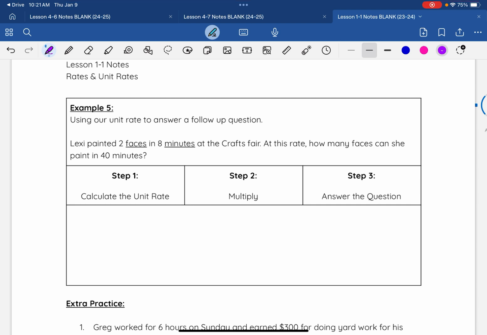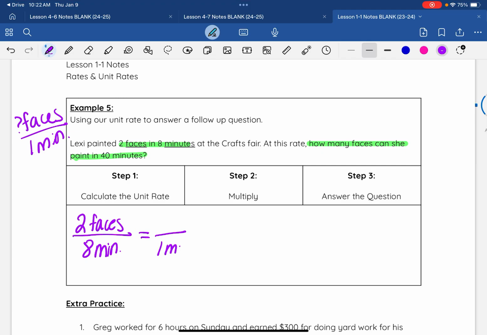So for number 5, we have using our unit rate to answer a follow-up question. So Lexi painted 2 faces in 8 minutes at the craft fair. At this rate, how many faces can she paint in 40 minutes? So we want to know how many faces per 1 minute. So in step 1, we have to calculate the unit rate. So we have 2 faces being painted in 8 minutes. We want to know how much of the face can be painted in 1 minute.